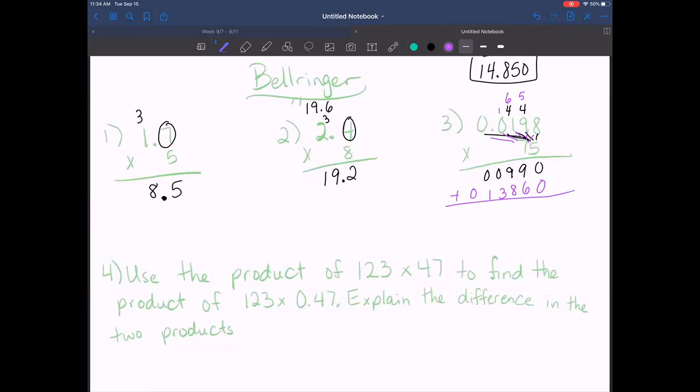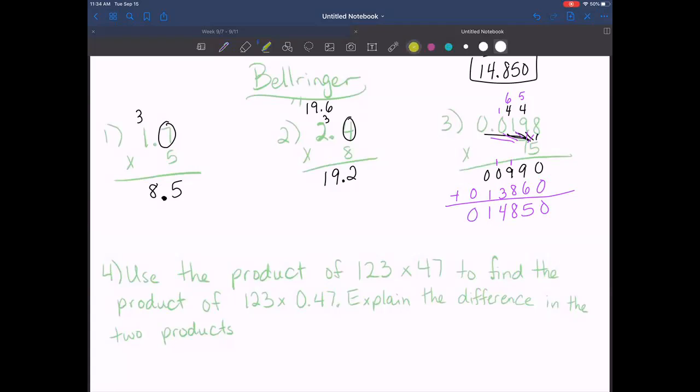Now I'm going to add everything up. So I get 0. 9 plus 6 is going to be 15. Then I have 1 plus 9, which is 10. 10 plus 8 is 18. Carry my 1. 3 plus 1 is 4. Then I have 1 plus 0, which is 1. And I'm going to put my 0 right there.